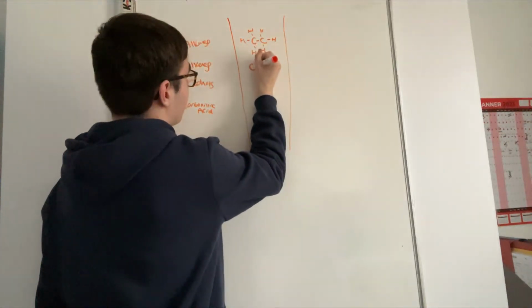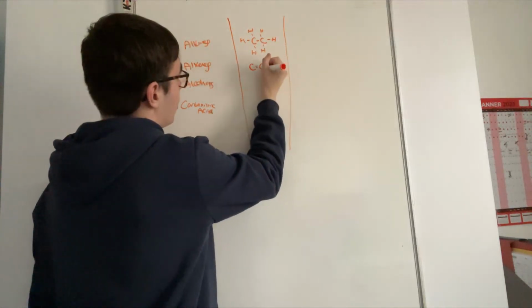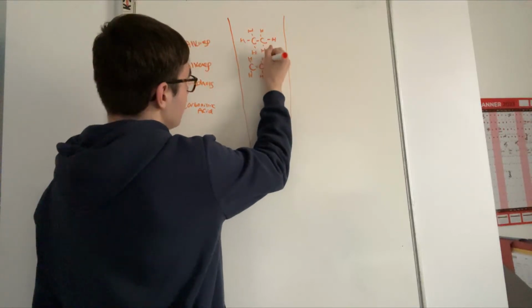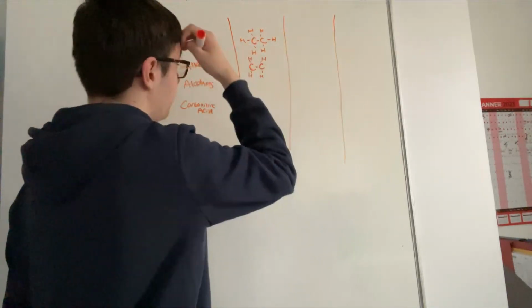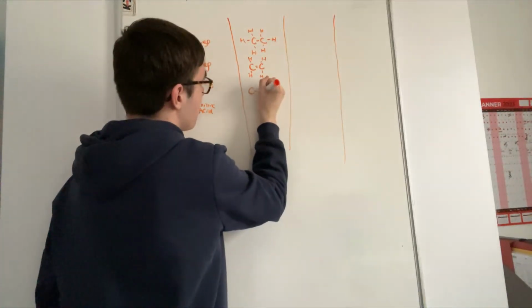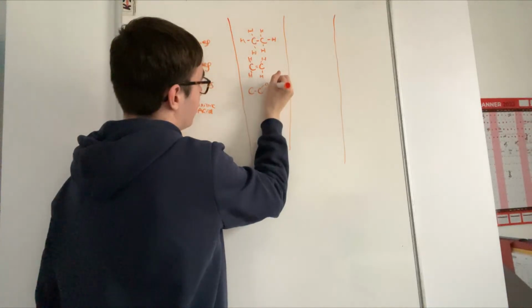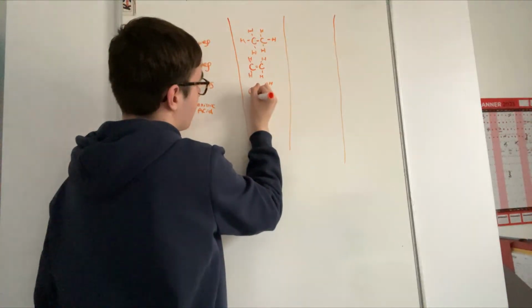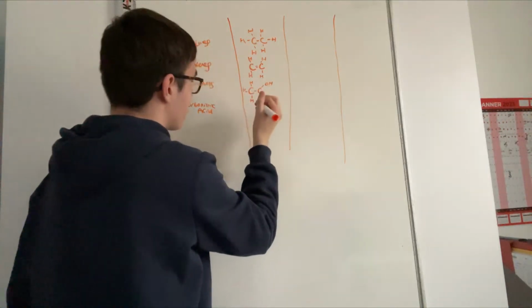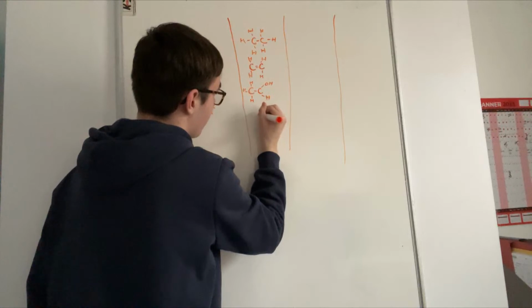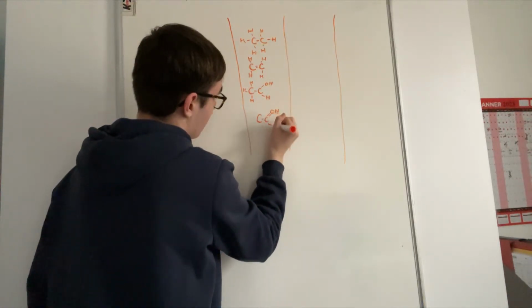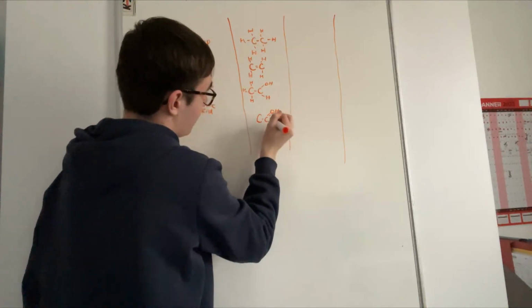Alkenes are slightly different. They have a double carbon bond, which means you actually don't need as many hydrogens. Now we'll get back onto alkenes in a minute. Alcohols have an OH, so it will be C, OH, H. And carboxylic acids have COOH. So C, OH, OH.